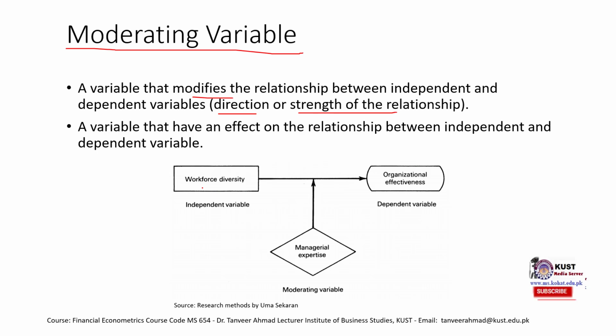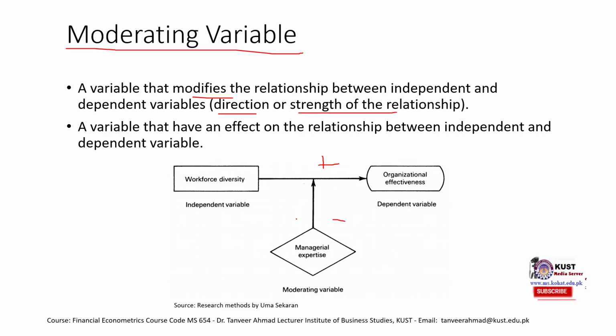For example, if we take the example from the research methodology book of Sekaran, you can find this example in any edition, and if you want to explore it further, I would recommend that you move towards that reference book. The example is that workforce diversity has a positive impact on organizational effectiveness. So as workforce diversity increases, organizational effectiveness would increase. There is a positive relationship.